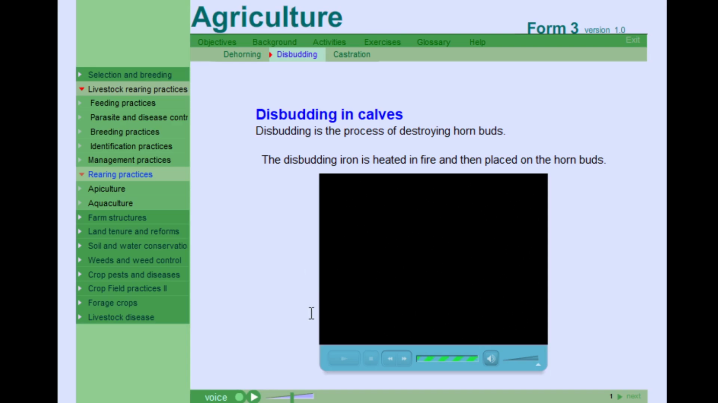Disbudding in calves. Disbudding is the process of destroying horn buds. The disbudding iron is heated in fire and then placed on the horn buds.